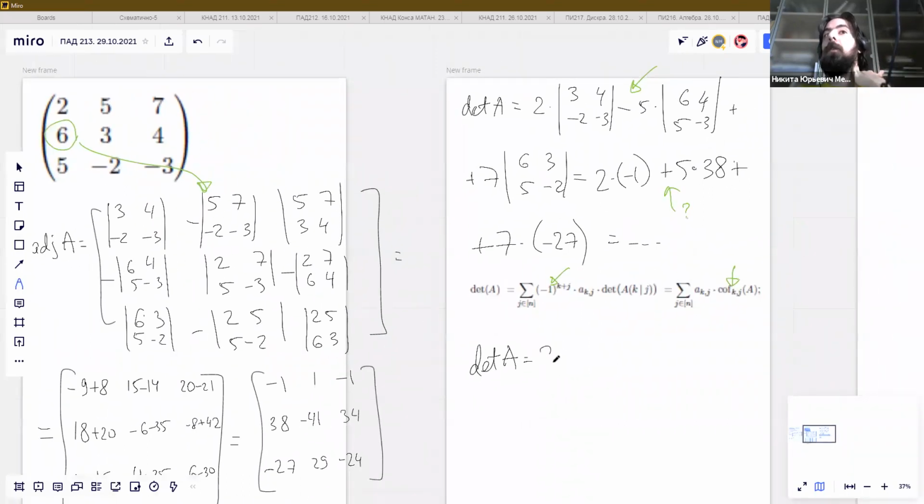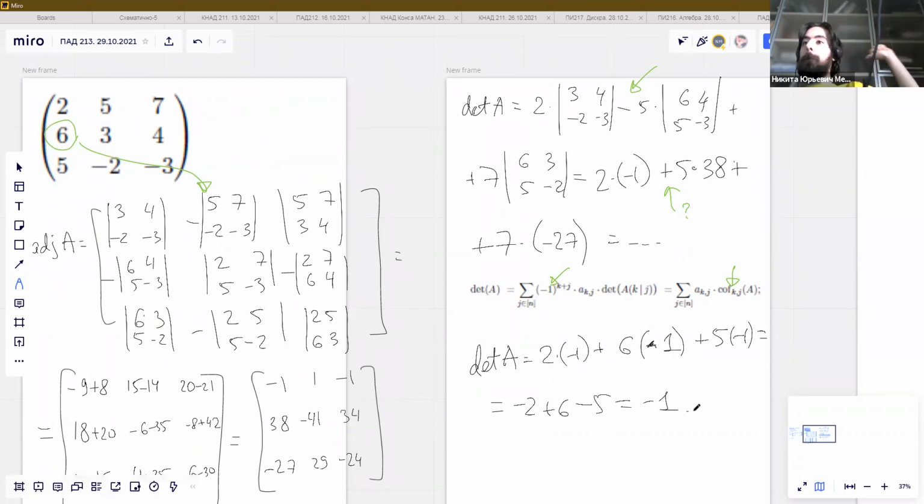So I obtain the following: 2 times -1 plus 6 times 1 plus 5 times -1. That is -2 plus 6 minus 5, which is -1. Much easier. Obviously, that's a coincidence, very lucky that in this particular matrix, one row is very easy to use, but still very convenient.